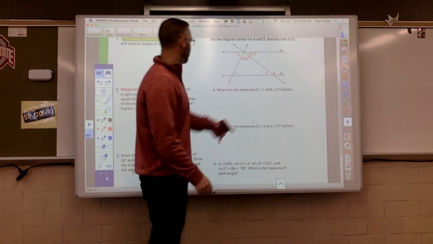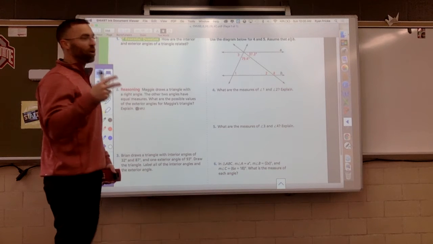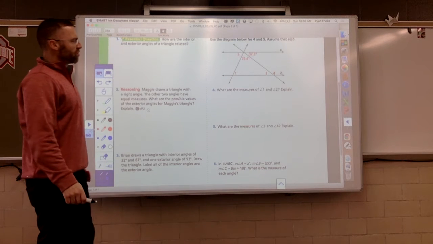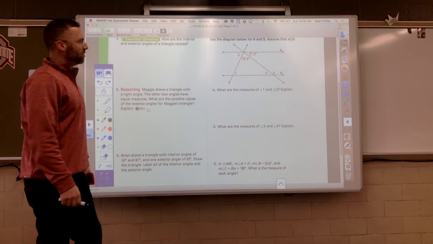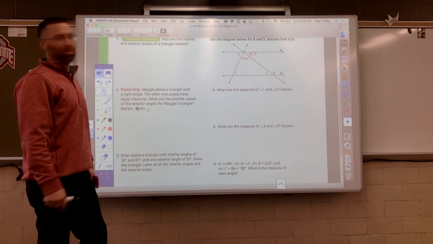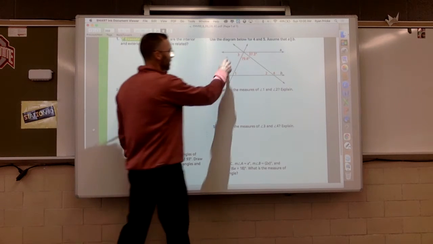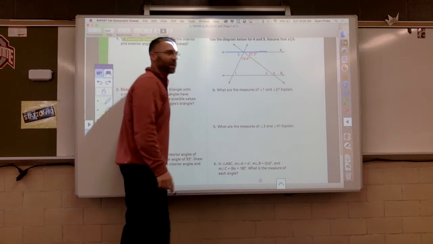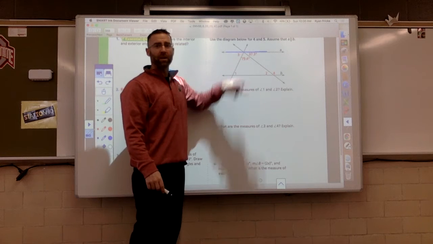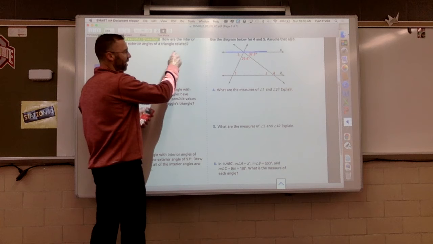It says number 4, we got this diagram. Nice diagram. Now it says, assume that A and B are parallel. That's something we've got to know. What are the measures of angle 1 and angle 2? I don't know. I don't know either. Well, there's lots of ways we can figure this out. First off, I'm going to look at this and say, well, there's a straight line. These three have to add together to equal what? If it's a straight line, a magic number, 180.